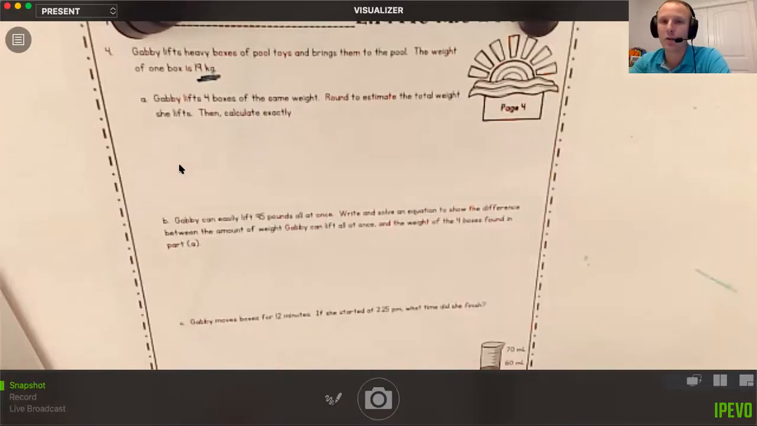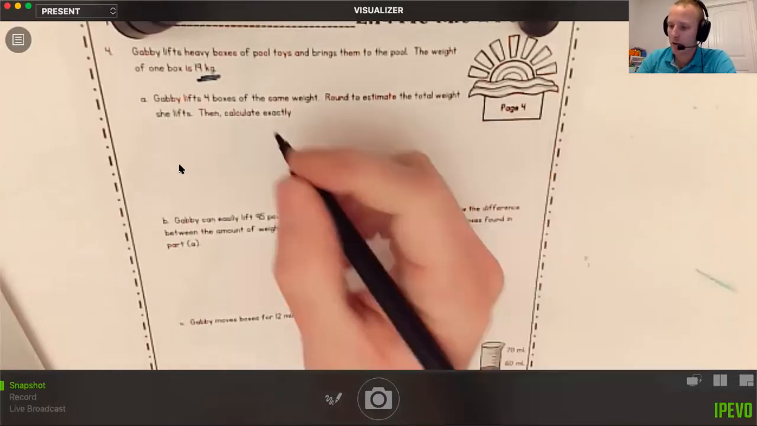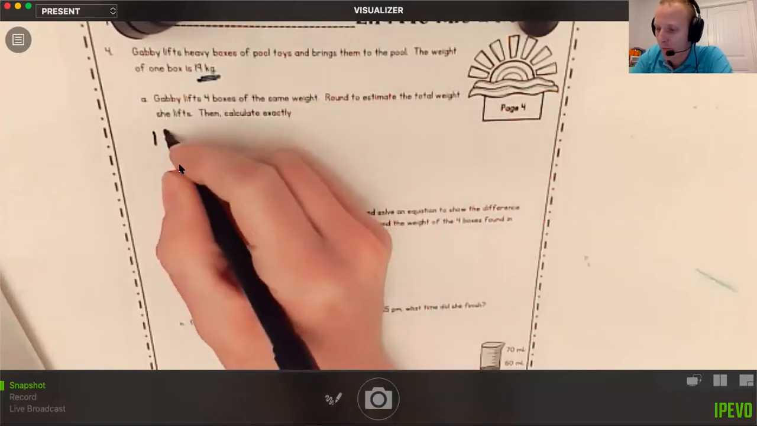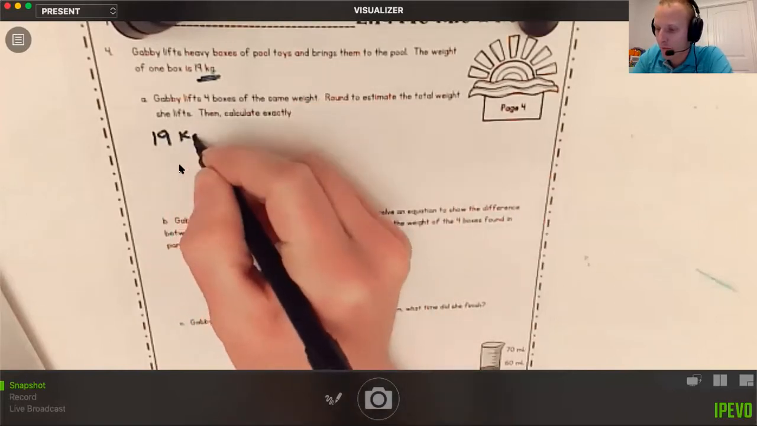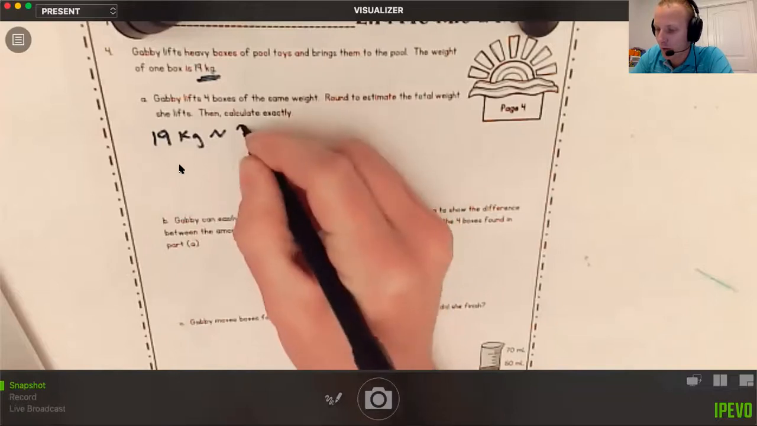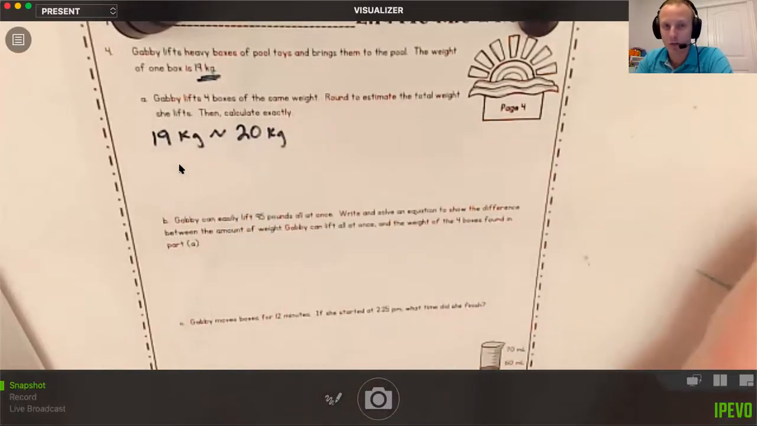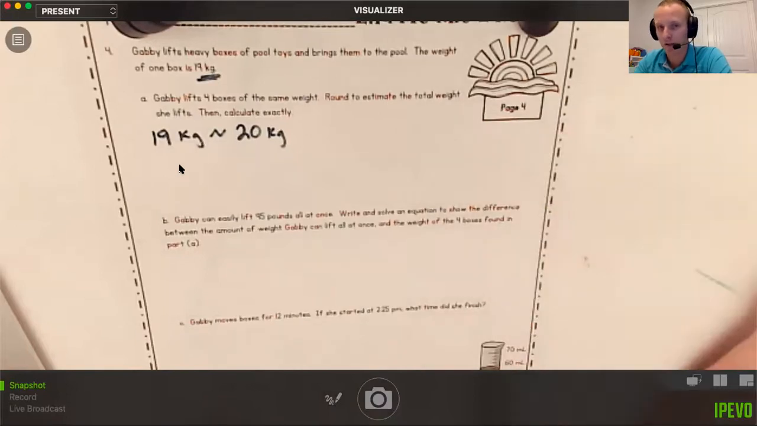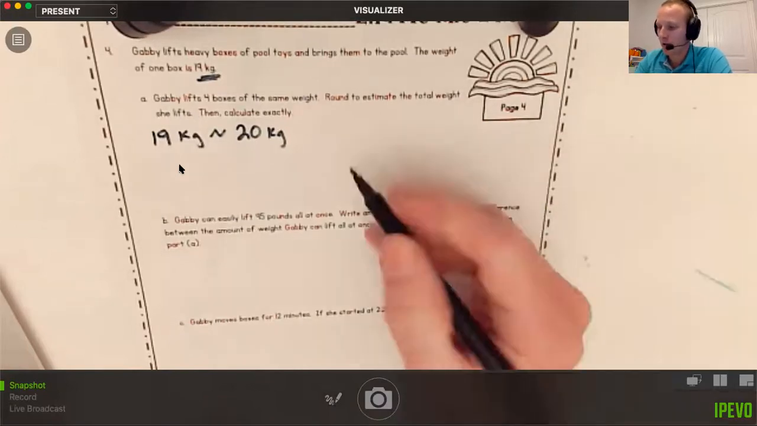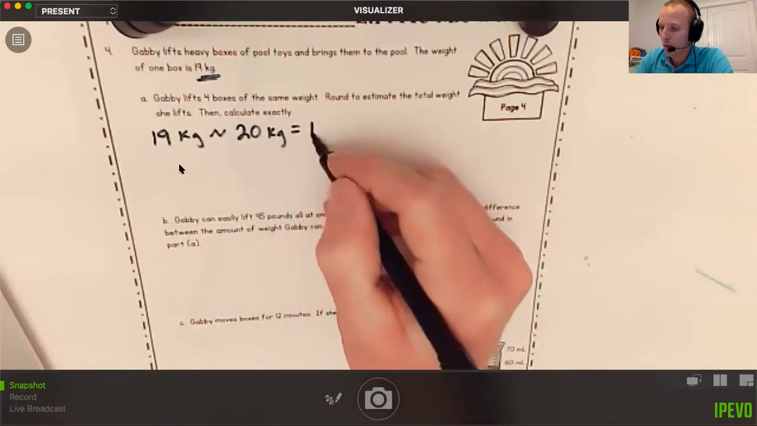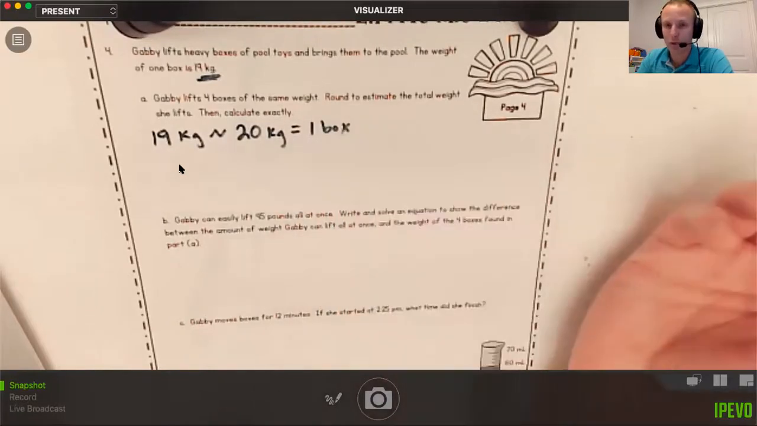All right, so here we are talking about 19 kilograms. It makes no sense to round to the nearest 100 since that would be 0. We have to round to the nearest 10. So 19 kilograms is about 20 kilograms. Your options are either 10 kilograms or 20 kilograms, and 19 is clearly closer to 20 than it is to 10. So that's one box. But she lifts 4 boxes.